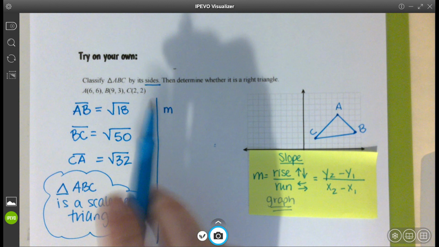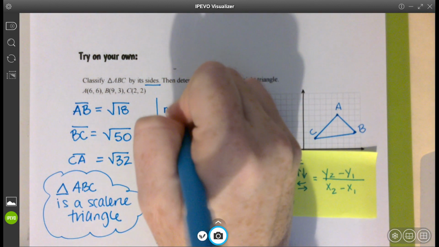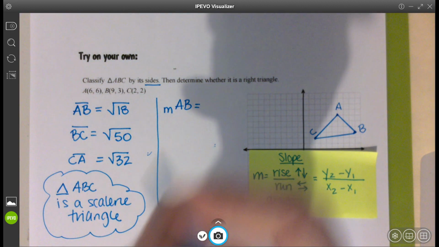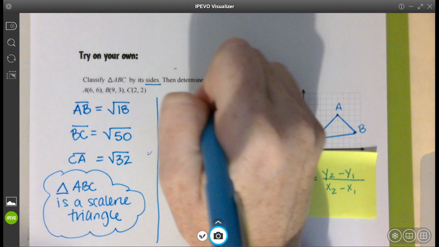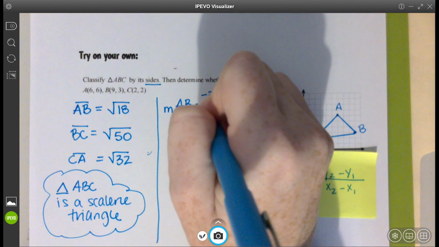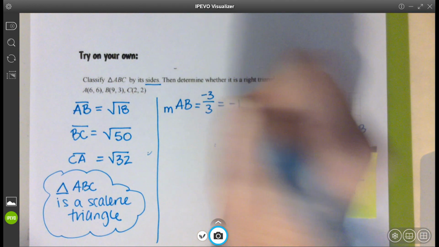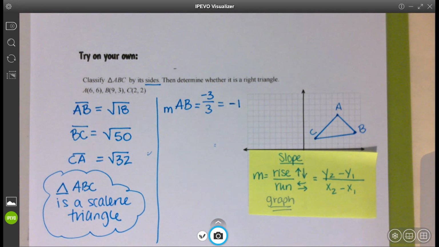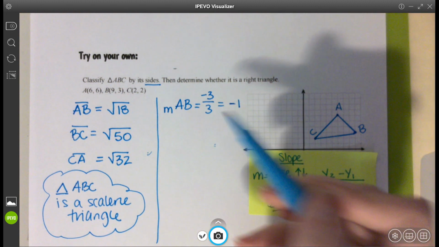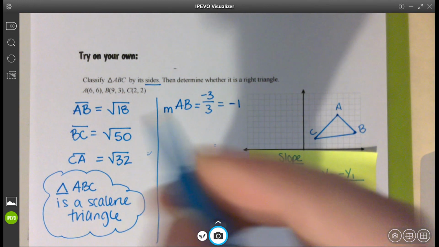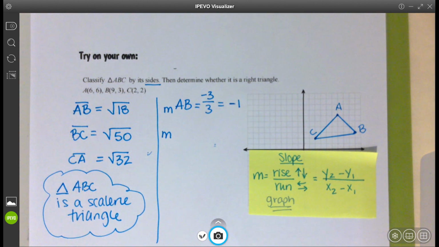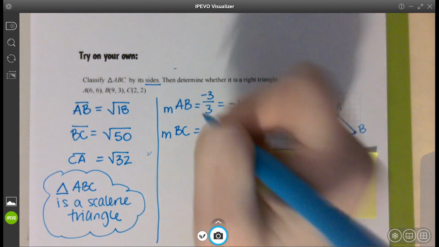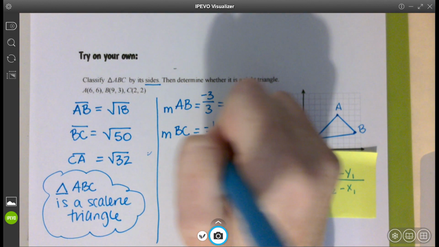So M stands for slope. So slope of AB, when I go from point to point for rise over run, I have -3 over 3, which simplifies to -1. So again, remember that negative tells me if I'm going up, down, left, or right. So here I was going down 3 to the right 3. Right? The slope of the next one, here we have the slope of BC. So BC is -1 over -7.